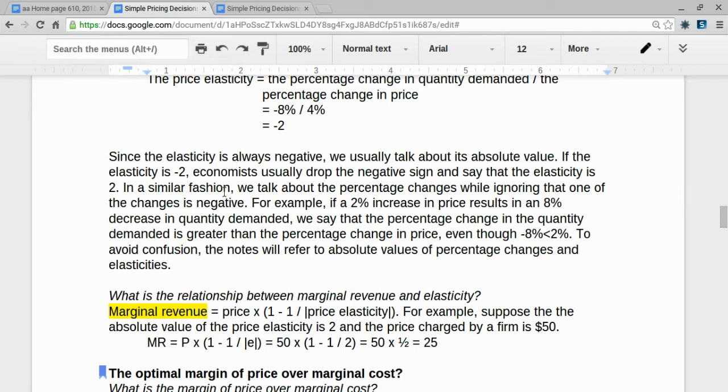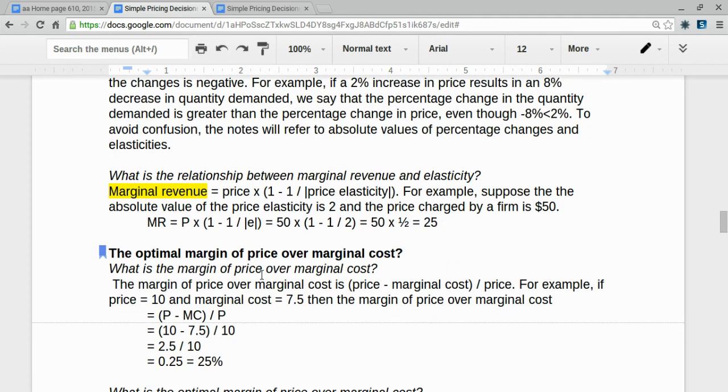In a similar fashion, we talk about the percentage changes while ignoring that one of the changes is negative. For example, if a 2% increase in price resulted in an 8% decrease in the quantity demanded, we say that the percentage change in the quantity demanded is greater than the percentage change in price, even though minus 8 is actually less than 2%. To avoid confusion, my lecture in the notes will refer to absolute values of percentage changes and elasticities, so I want to be clear that I'm talking about positive values because I'm talking about absolute values.